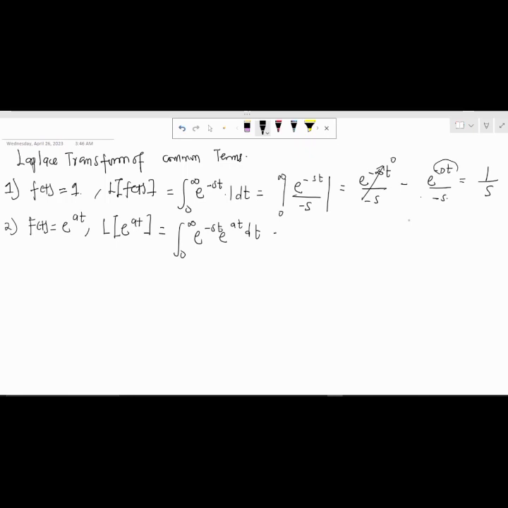So how do we integrate this? First of all, this can be simplified to give us e raised to power minus st plus at dt. And from here we can factorize our t outside, so we have the integral from 0 to infinity of e raised to power t times minus s plus a, and then we have dt.